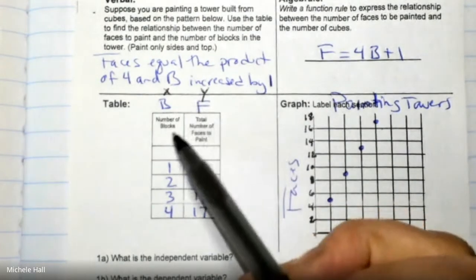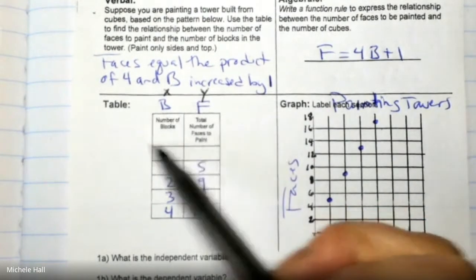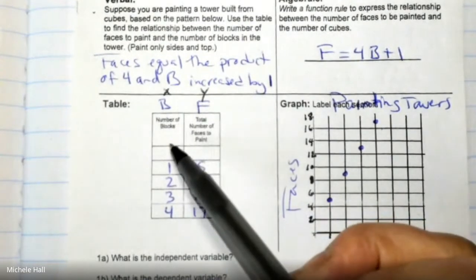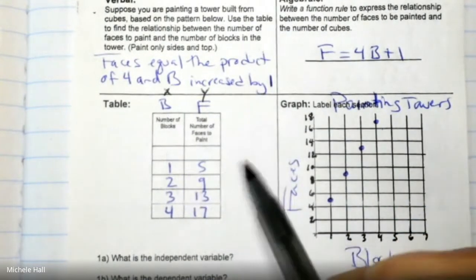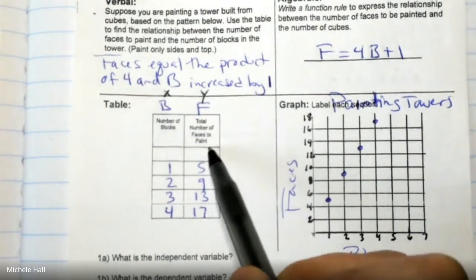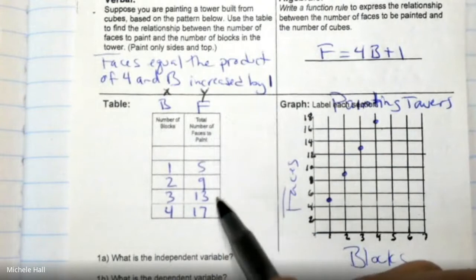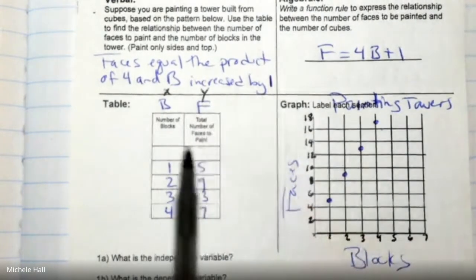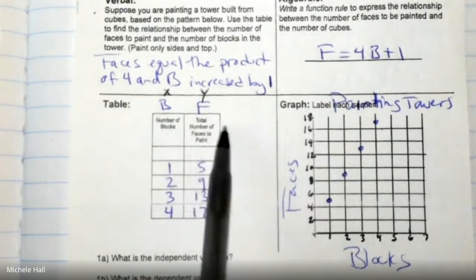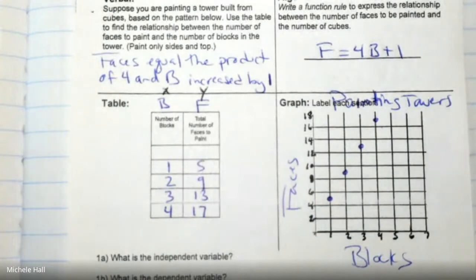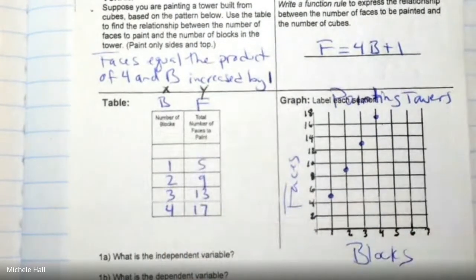And so here I see that the number of blocks, well, we're talking about blocks, and so B would be a good variable. C for cubes, somebody might have used. And then the next column was about the total number of faces to paint, so I used F for faces. So you need to use specific variables according to whatever's in your chart. If you use X and Y, then I'll have to take points off because X and Y is a generic brand.